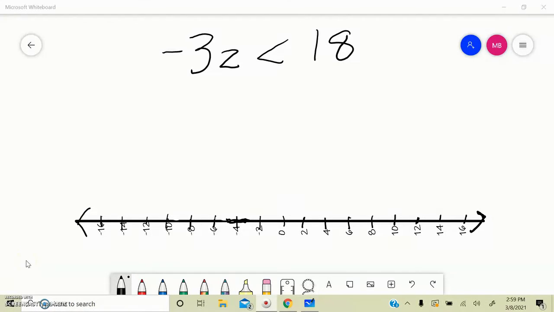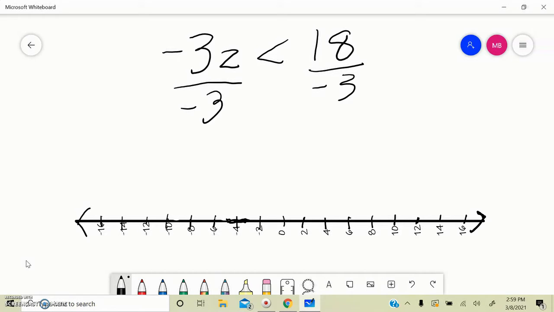Alright, so in this lesson we're going to go over solving inequalities by multiplying or dividing with negative numbers. So this is just as if we were solving the equation with one twist, and I'll get to that when we get there with this inequality. So this states I have negative 3z is less than 18. So I'm going to solve it by dividing by negative 3 on both sides.